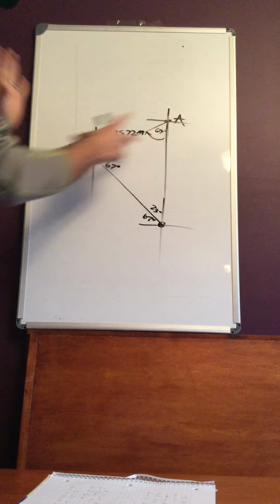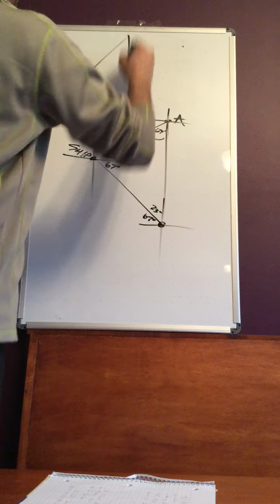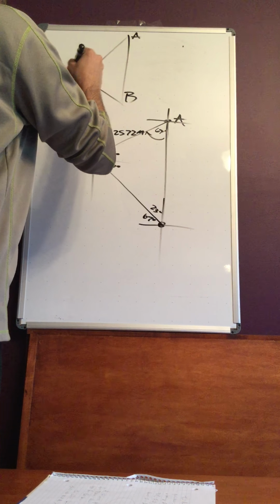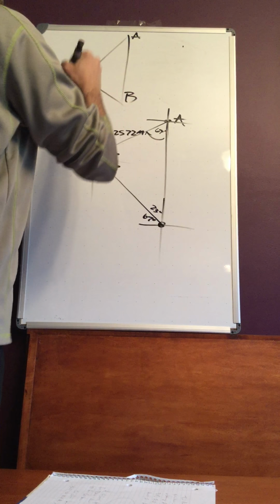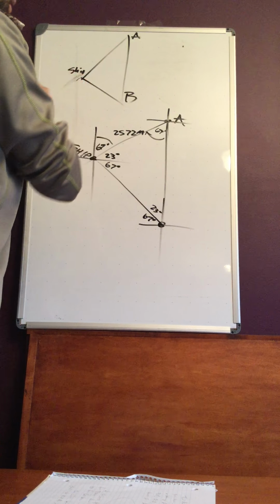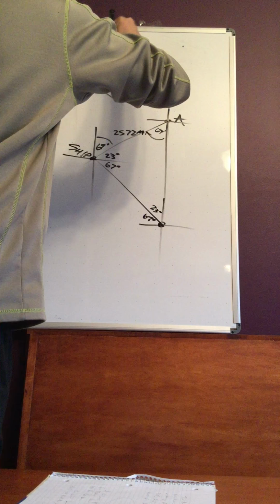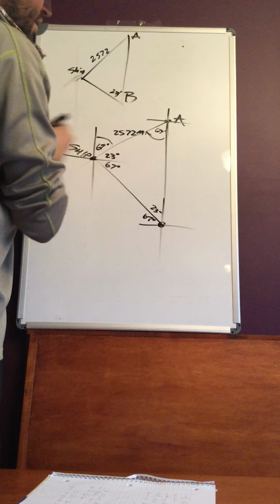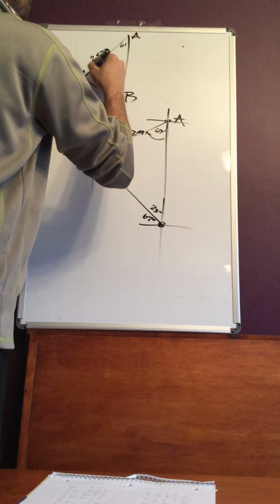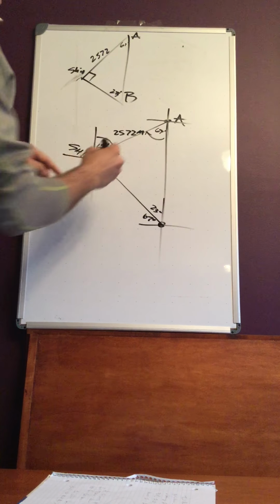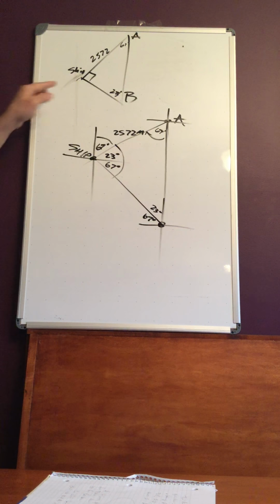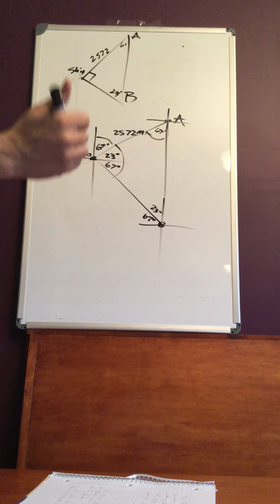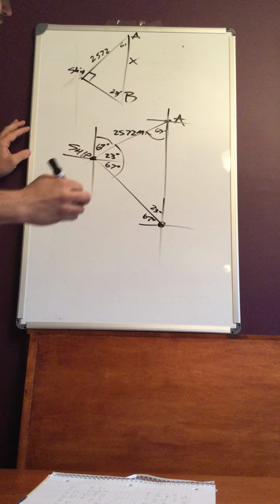Okay? And now I'm going to take this mess and I'm going to redraw it like that. A, B, ship. And 2,572, 23, 67, and 23 plus 67 right here is 90. I need to find the distance from A to B. I have a right triangle again. I'm trying to find x, okay?